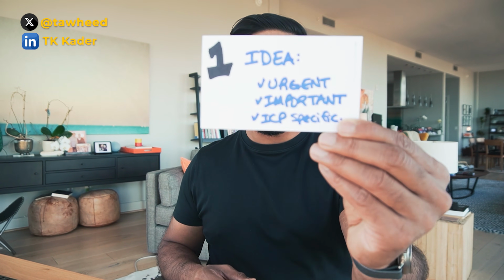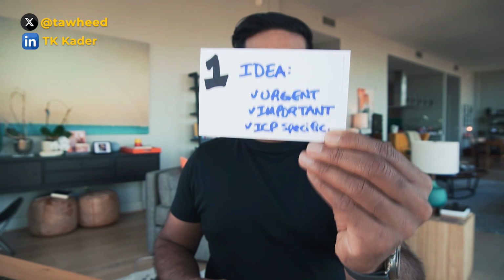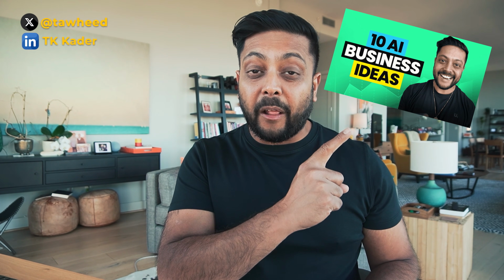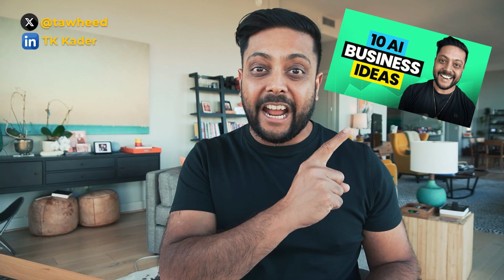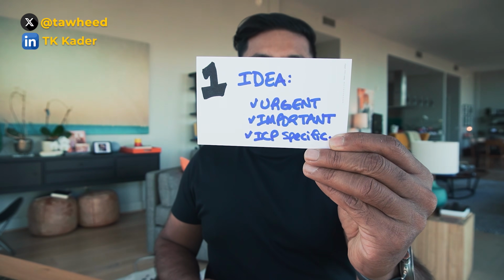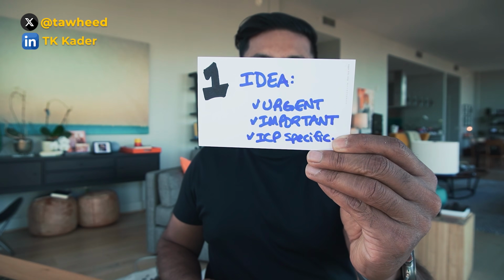Now, let's dig into step number 1. Step number 1 in my 5-step process is you have to pick an idea. Now, great ideas, this is something I covered in this episode where I covered and researched and validated 10 different AI ideas. They have to be urgent, important, and they have to be specific for a specific ICP.